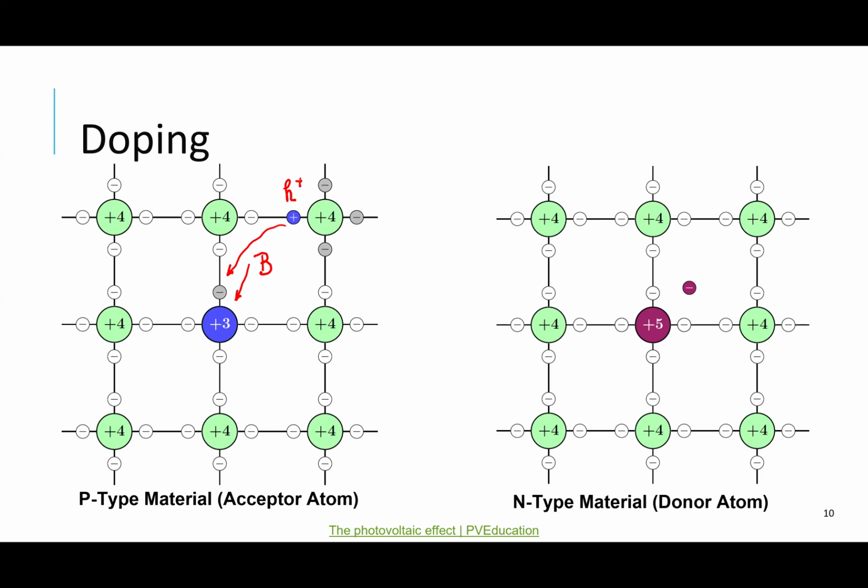Now, this is referred to as a p-type material. Likewise, we have an n-type material. For an n-type material, we can use something like phosphorus. Phosphorus has 5 electrons in its valence shell. And so you can see here we have a free electron. And that free electron is able to participate in the conduction process.